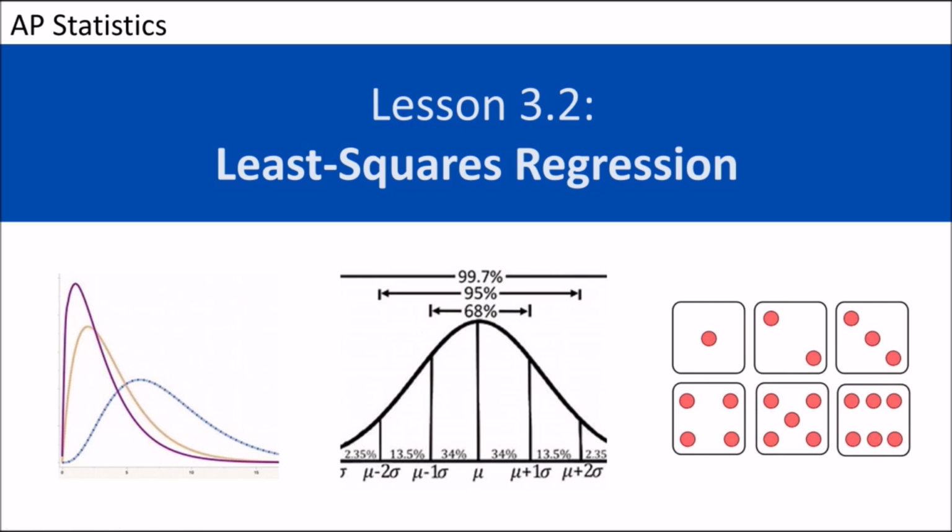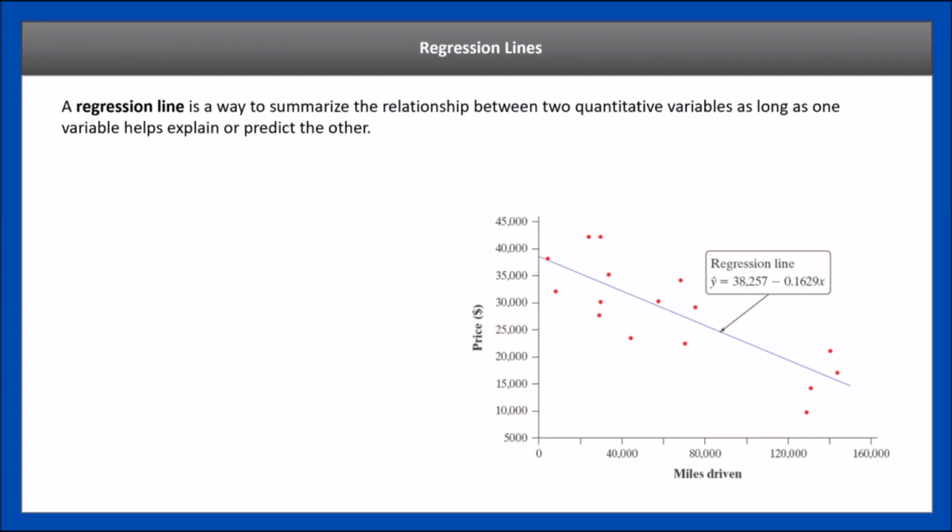Hello class, welcome to this AP Statistics lesson, lesson 3.2, least squares regression. This lesson is very packed. It has a lot of content in it. We're going to talk about predictions. We're going to talk about calculating the least squares regression line, features of the regression line. This one's going to have a lot going on, and it's the core of the unit. All right, so here we go.